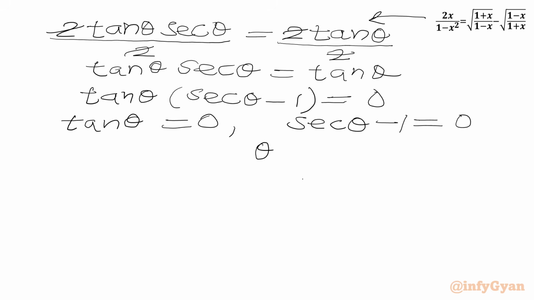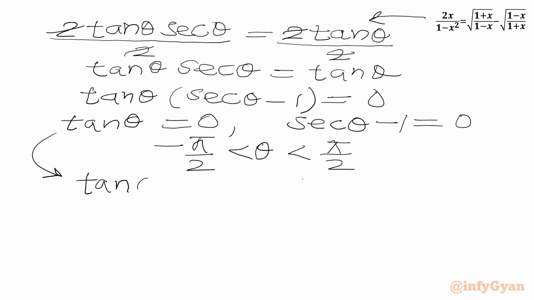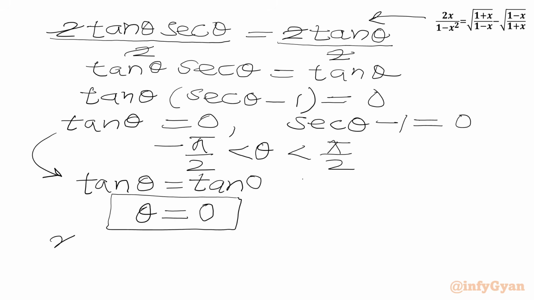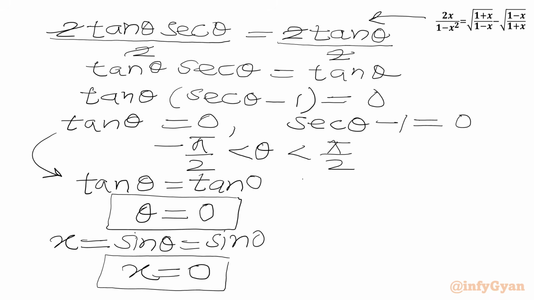Now our theta is lying in the interval minus pi by 2 to pi by 2. So we can write our equation tan theta, this will be equal to tan 0. Or we can say theta is equal to 0. Now x was sine theta. So we will put here theta equal to 0. So we will be writing sine 0. So we are going to get sine 0, which is 0. So our solution is x equal to 0 from our first equation.